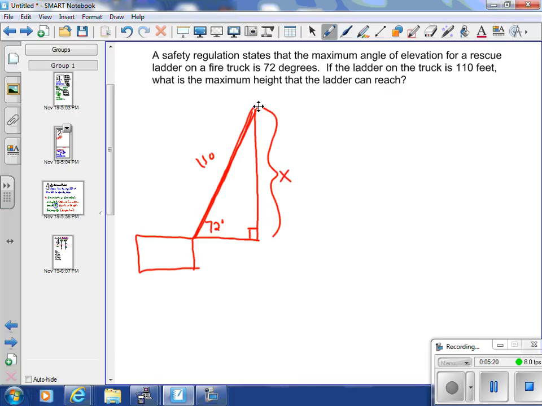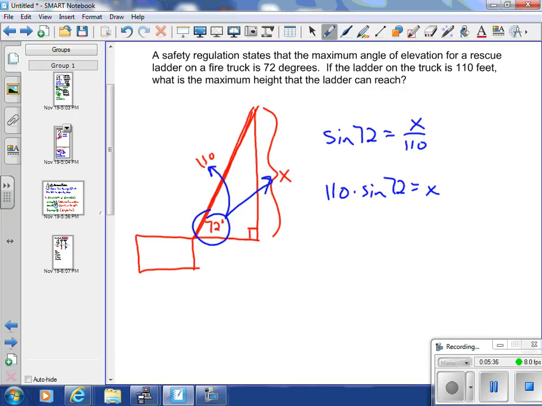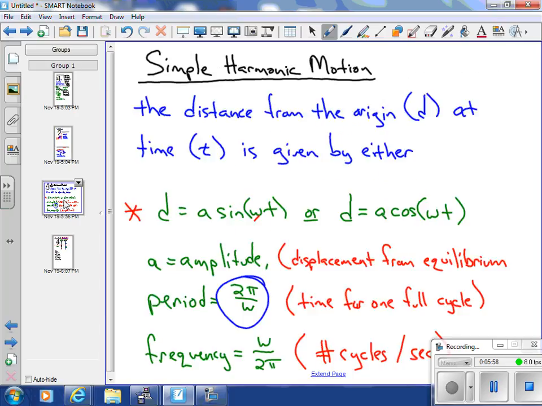So if I call that x, I need to look at this and say, well, from the 72, that's my opposite, this is my hypotenuse, so I say the sine of 72 is x over 110. So I'm going to solve this by doing 110 times the sine of 72. Make sure again you're in degree mode. So approximately 104.62 feet. Now in the real world, we would have to take that and add that to the height of the truck, but this problem didn't provide that. But be mindful of that nonetheless.